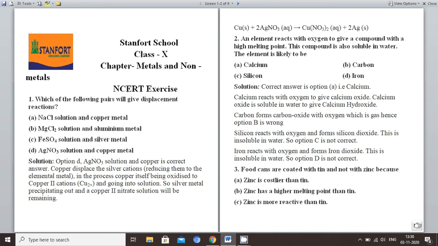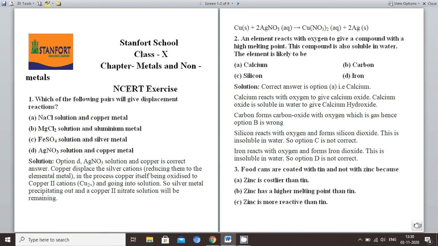Next, magnesium chloride solution and aluminium metal. Will aluminium displace magnesium? No, because aluminium comes just below magnesium, so that shows aluminium is less reactive than magnesium, so aluminium cannot displace magnesium from its chloride solution. Next, FeSO4 and silver. Silver is less reactive than iron, so it cannot displace iron from its iron sulfate solution.